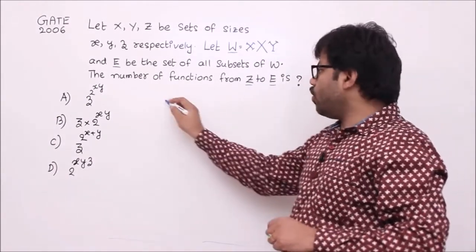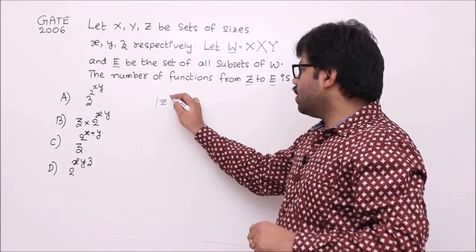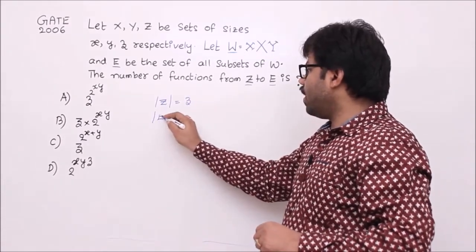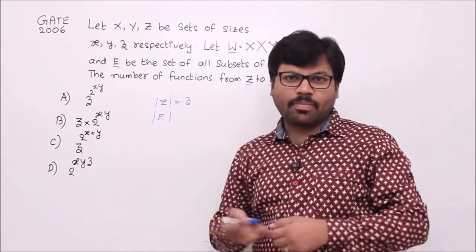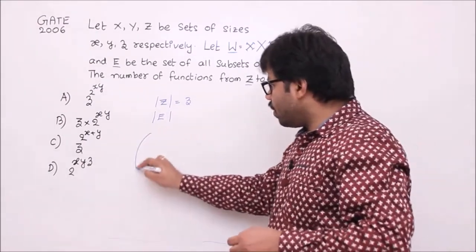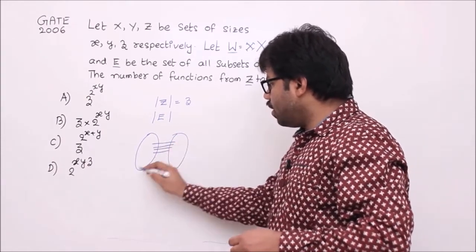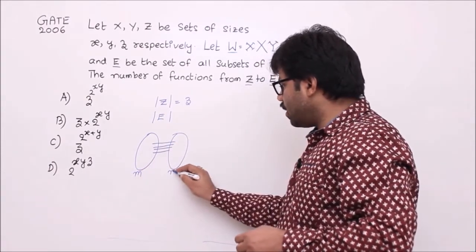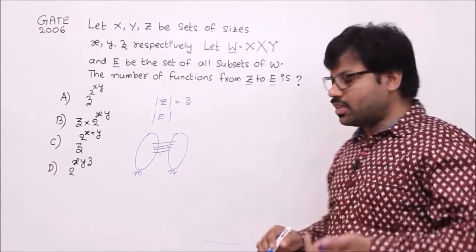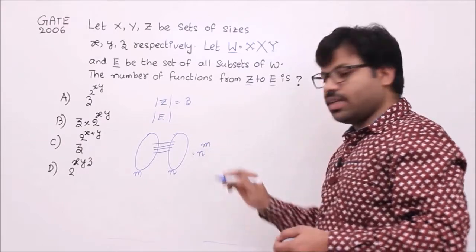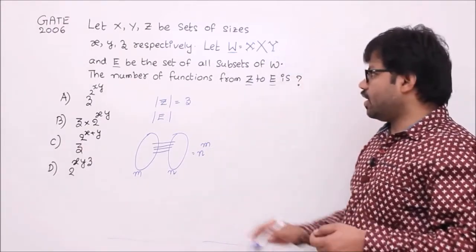Okay, so we know the size of Z, isn't it? Size of Z is small z and we don't know the size of E. Let's assume that is mod E. We know that, do you remember, when you have functions from set A with size m to set B with size n, then the total number of functions possible from here to here is n to the power of m, isn't it?